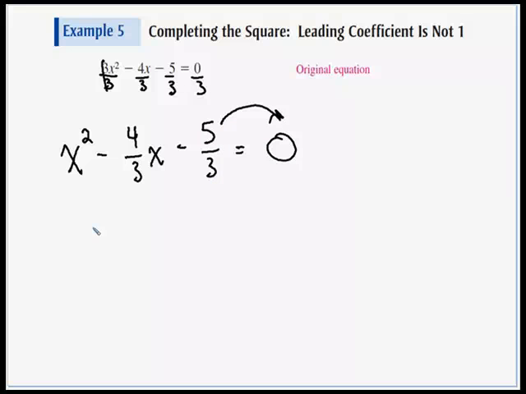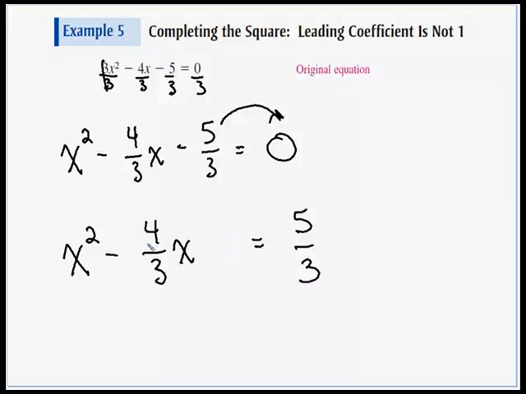And then I'm going to get that minus 5/3 out of there. I'm going to move it to the other side, make it a positive, add it to both sides. So that's x squared minus 4/3 x, and I'm moving that over to the other side. Now over here it is a positive 5/3.